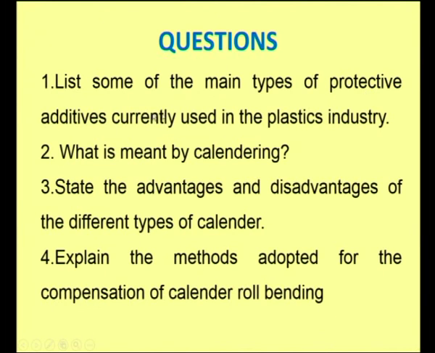After looking into this episode, these are the questions the viewers should try to answer. List some of the main types of protective additives currently used in the plastic industry. Identify and list all of these. What is meant by calendering? State the advantages and disadvantages of the different types of calendar. Explain the methods adopted for the compensation of calendar roll bending.